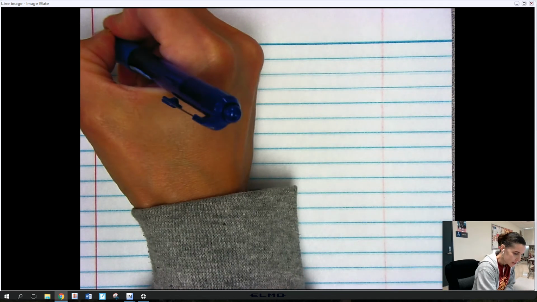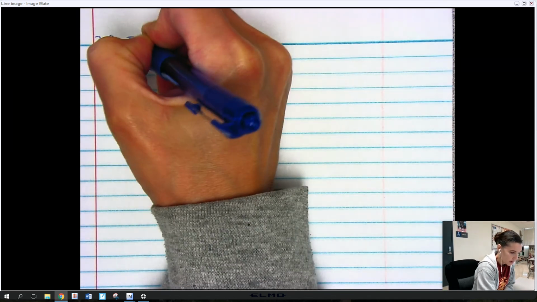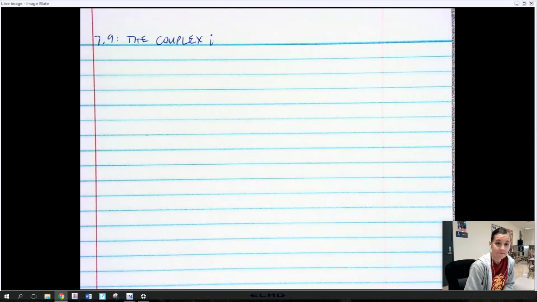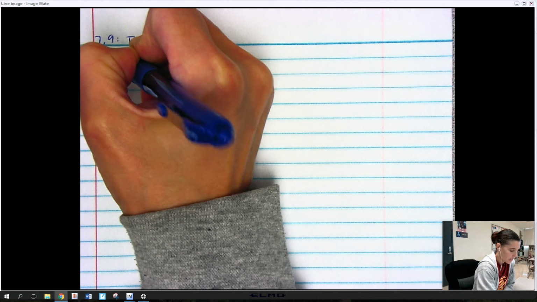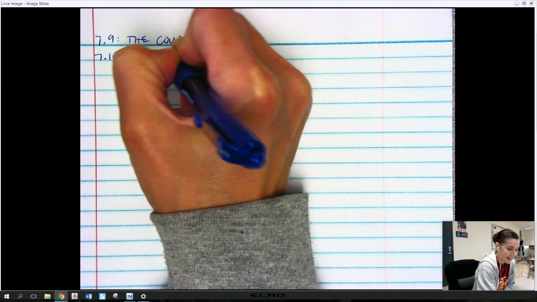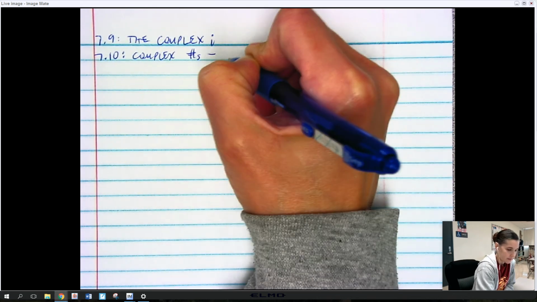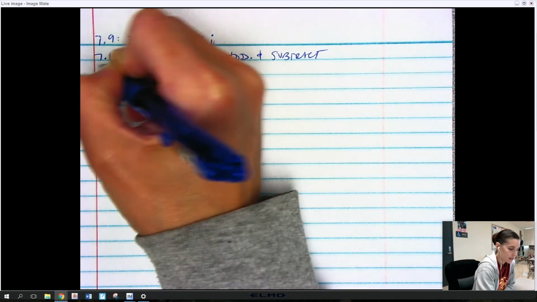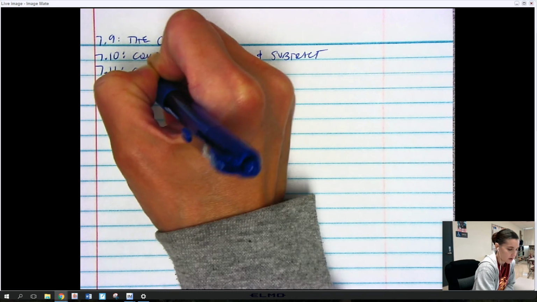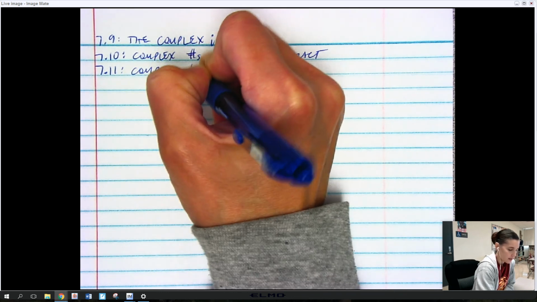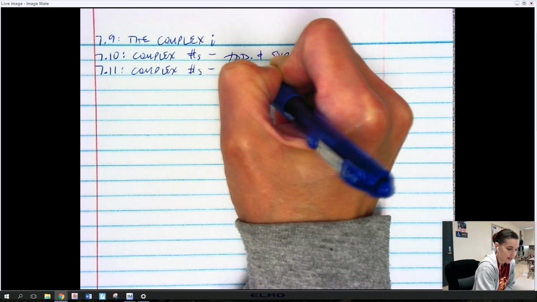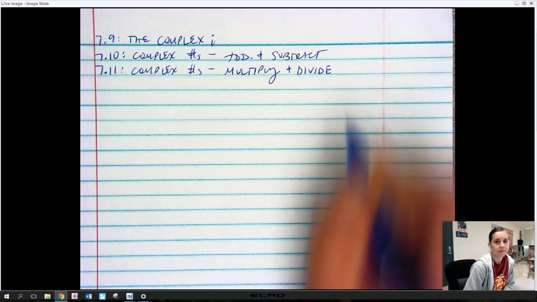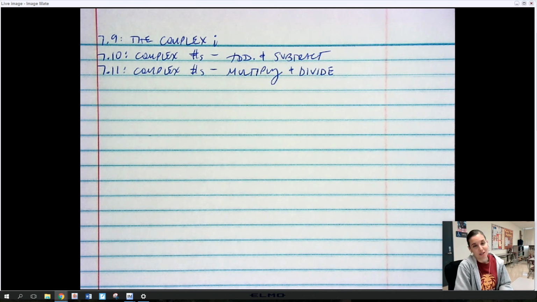So 7.9 is about the complex number i. 7.10 is about complex numbers, adding and subtracting them. And then finally in 7-11, we're going to talk about complex numbers some more. And this time we're going to be multiplying and dividing. All right, so let's go ahead and get into these 3 sections.